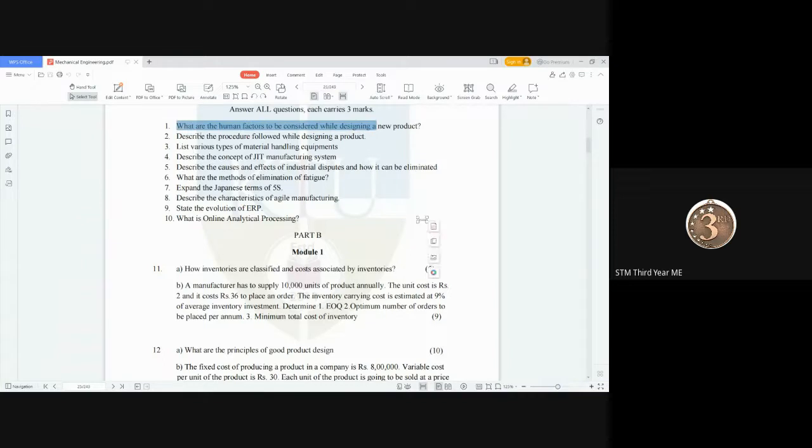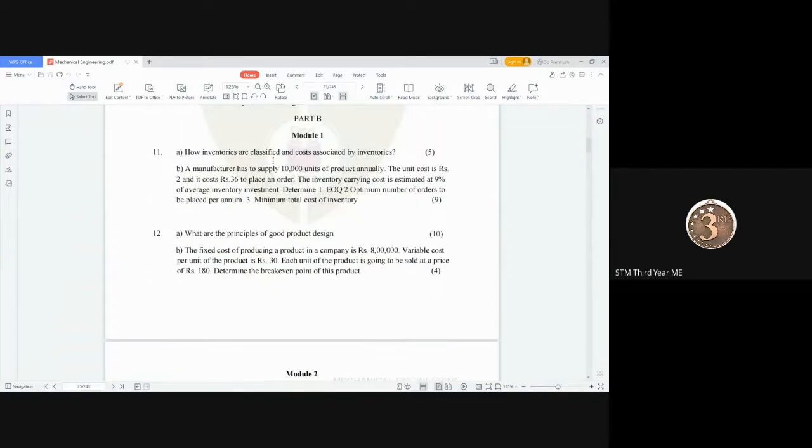Next, for describing the procedure followed while designing a product. So each step from its development stage to its final packaging was mentioned, and I will show you that. So that is coming under the procedure followed during designing of a product. Then, when coming to essay type, and coming to essay type, inventory classification.